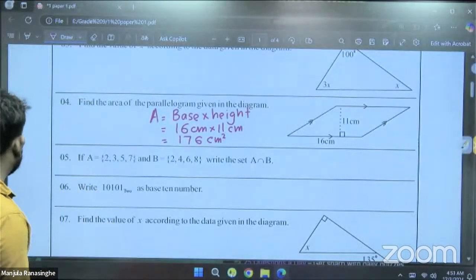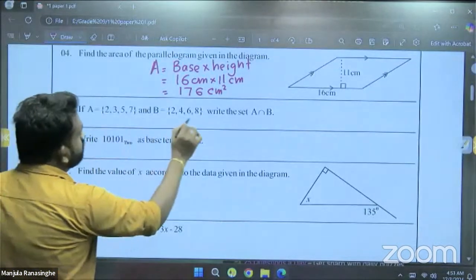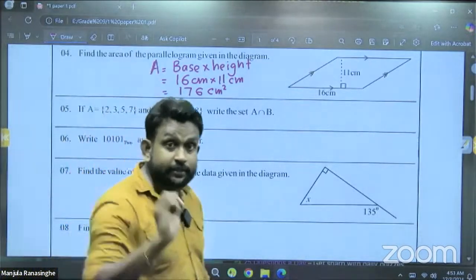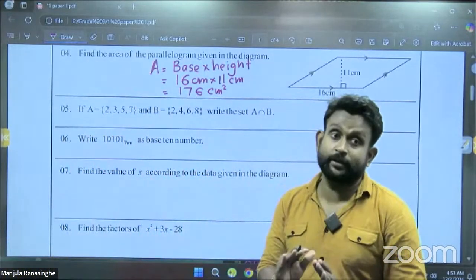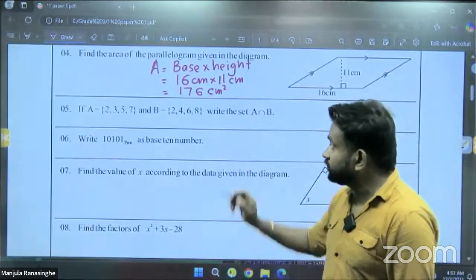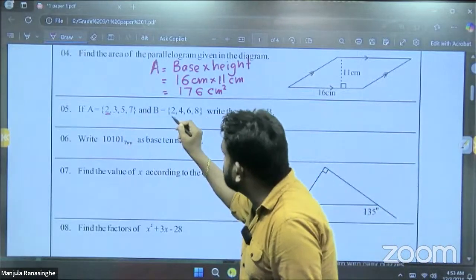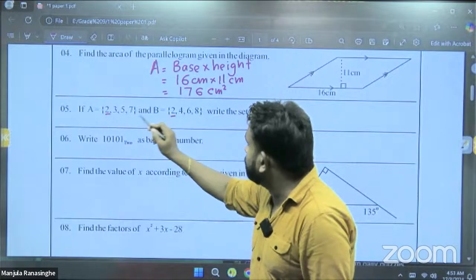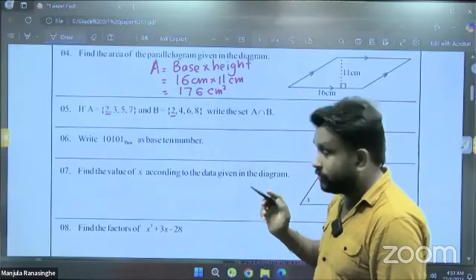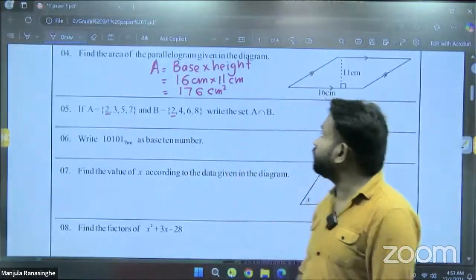Okay, question number 5. If A equals this much and B equals this much, write the set A intersection B. Intersection means the common elements of both sets A and B. So what are the common elements of both sets? See, 2 is there, 2 is there, yes, 2 is common. Then 3 no, 4 no, 6 no, 8 no. So only 2 is common to both.